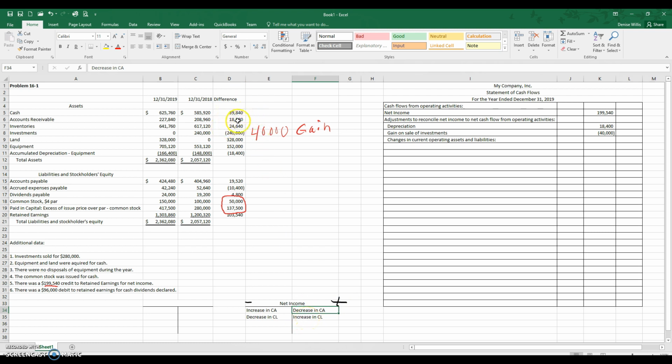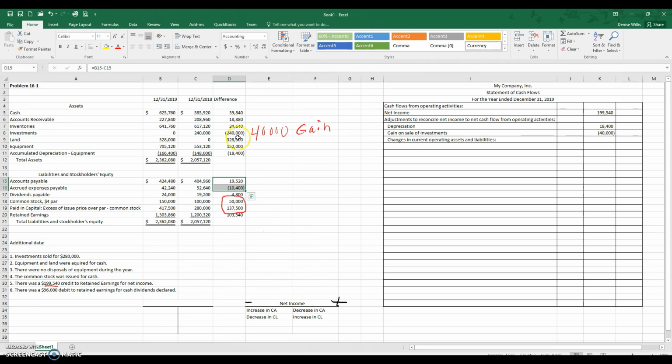So what we're talking about is these amounts right here. These are our current assets, okay, receivables and inventories, investments, land and equipment, all that. That's not a current asset, so we're not dealing with that. Down here with current liabilities, these right. Well, actually, dividends payable is also a current liability, but we're only going to deal with these two right now. We'll deal with dividends payable separately.